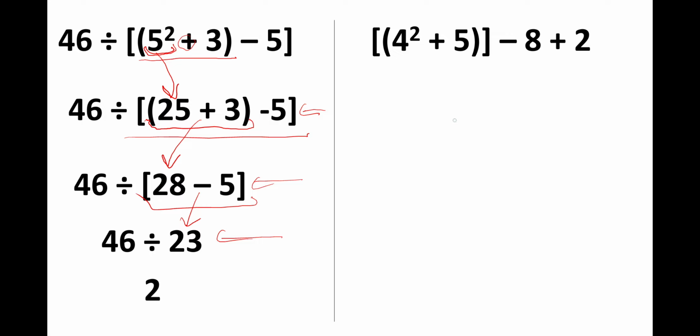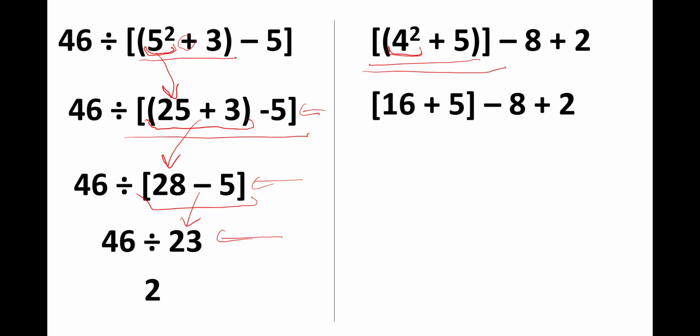In this example over here, I have big brackets. Inside of them, I have parentheses, and inside of them, I have exponents. So start with the exponents first. 4 squared is a 4 times 4, that's a 16, plus 5. Keep them in parentheses because I still have operations to finish. Drop the minus and the 8 and the plus and the 2.